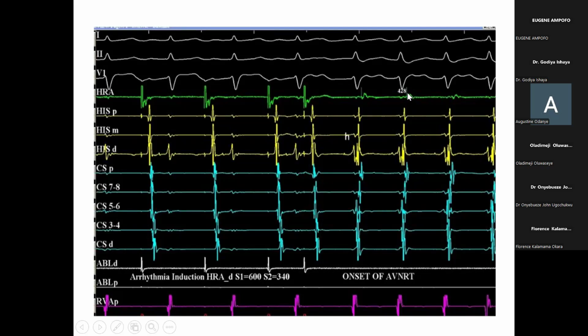Yes, sir. Do you get that, sir? Yes, sir, clear. So it is just receiving the signal from far. The signal is actually coming from the AV node now, not from the SA node, so you cannot get a high amplitude. Okay. Great. Very clear, sir. Thank you, sir.